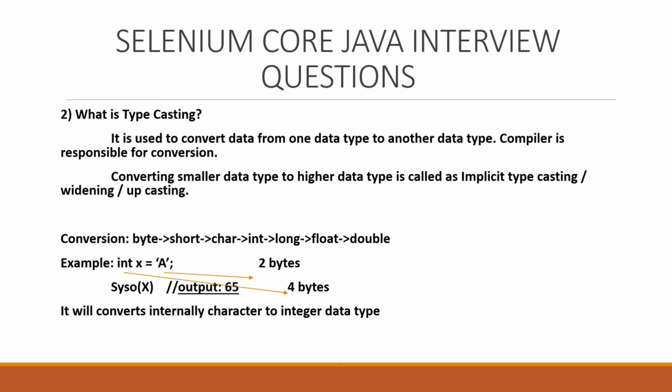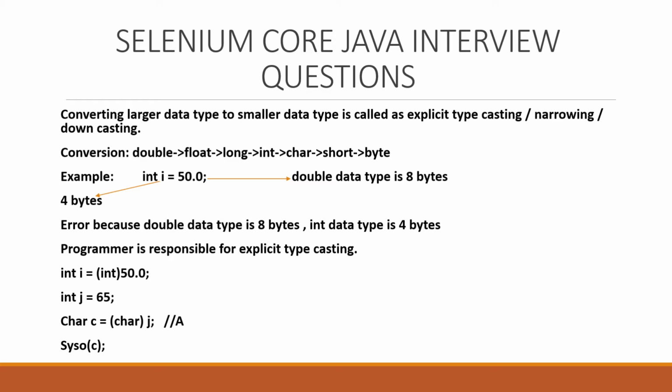The next slide is about explicit typecasting. Here, converting a larger data type to a smaller data type is called explicit typecasting, or narrowing typecasting, or downcasting typecasting. Explicit typecasting means we convert a larger data type to a smaller data type, and we can also call it downcasting. The conversion will be like this.